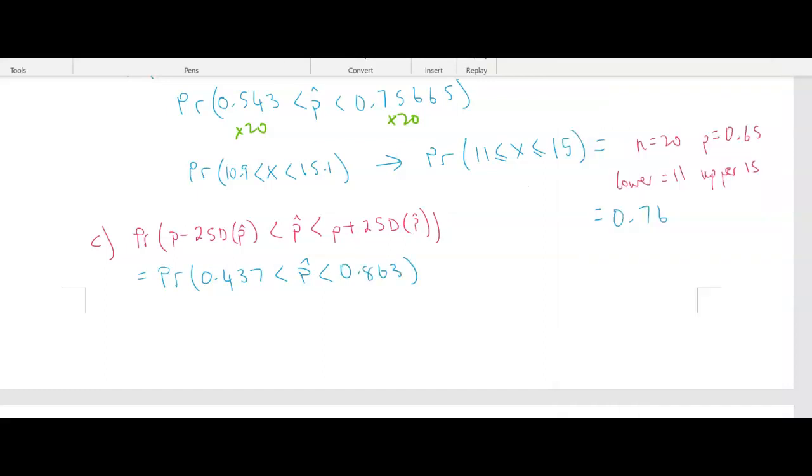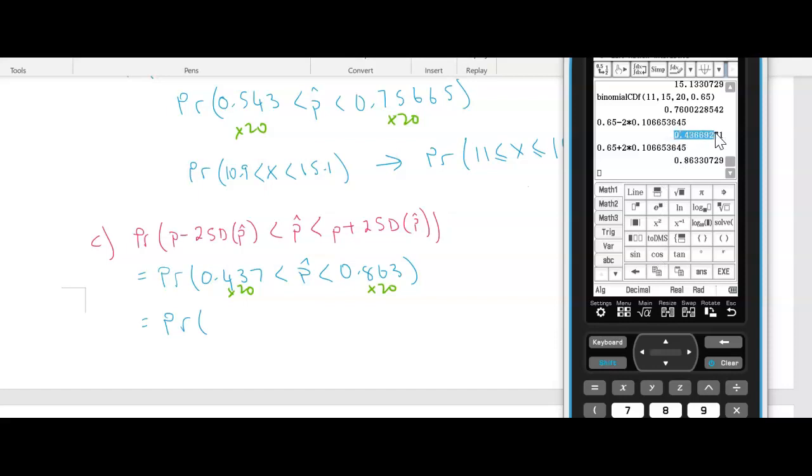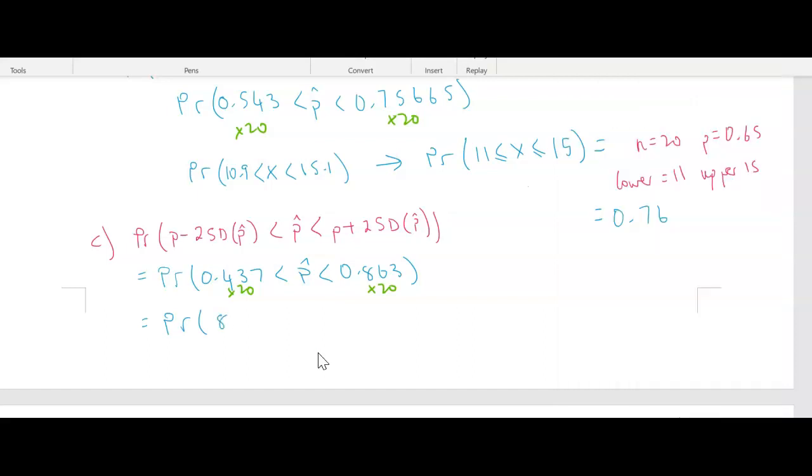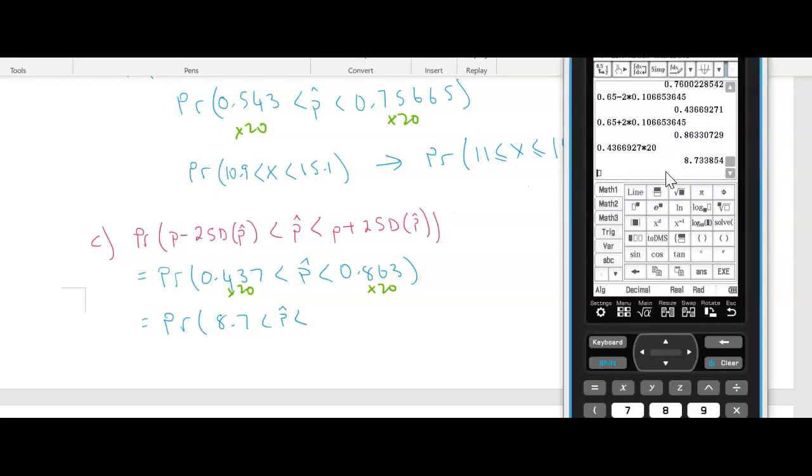Now we convert them. At the moment they're proportions, so we're actually going to work with integer values. So we've got 8.7. And I'm rushing, I just feel like it's very similar to the example we did. All right, 17.3.